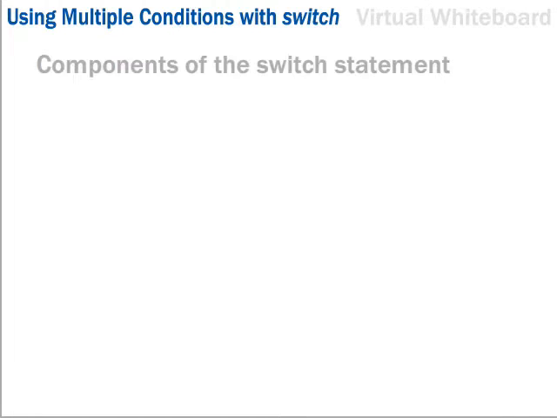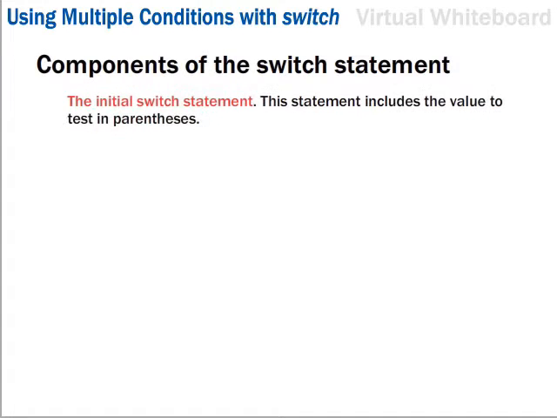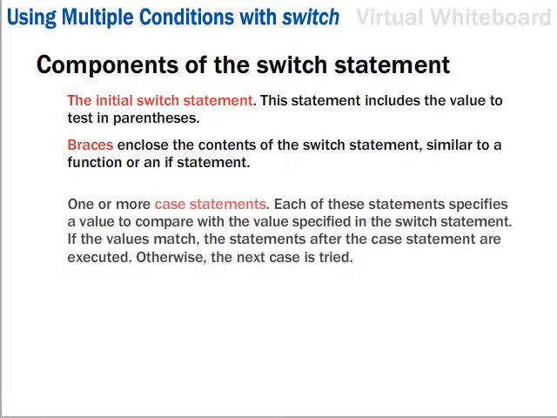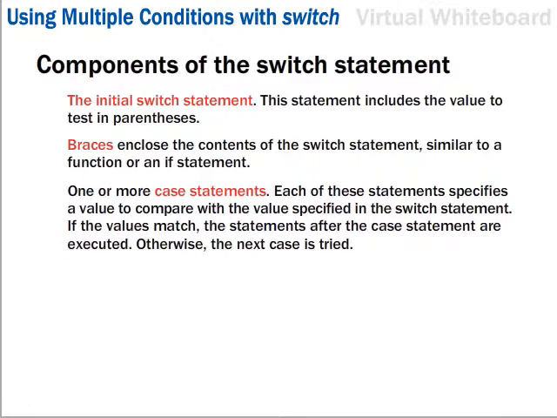The switch statement has several components. The initial switch statement. This statement includes the value to test in parentheses. Braces enclose the contents of the switch statement, similar to a function or an if statement. Each case statement specifies a value to compare with the value specified in the switch statement. If the values match, the statements after the case statement are executed. Otherwise, the next case is tried.